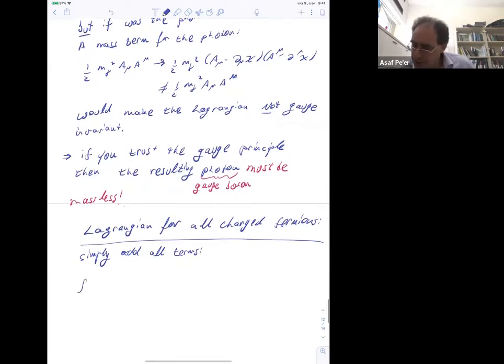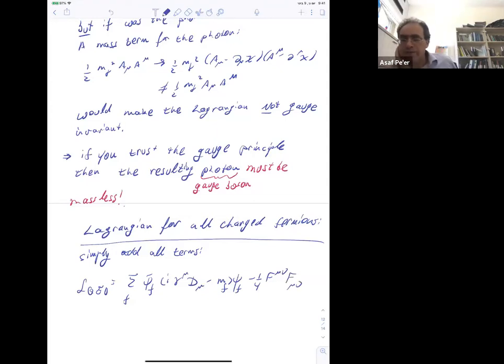With L_QED, the sum over all fermions f of psi-bar_f (i gamma^mu D_mu minus m_f) psi_f, minus 1/4 F_mu nu F^mu nu. That should be enough to describe all fermions, right?